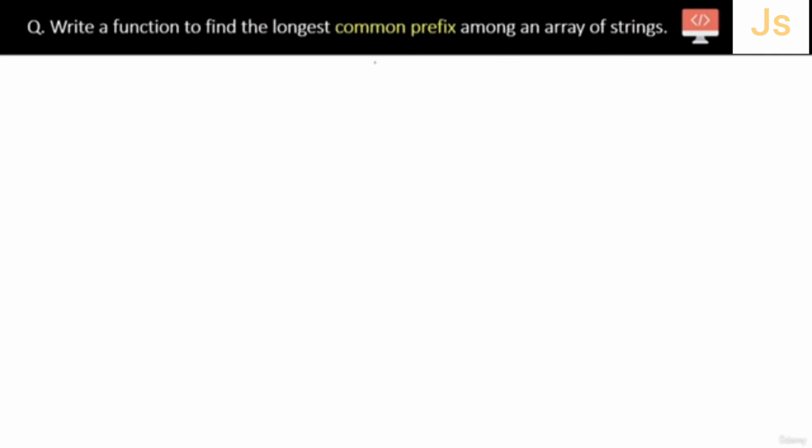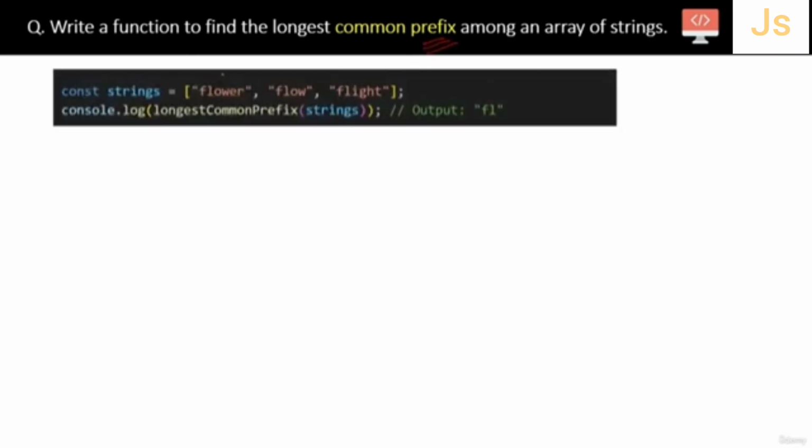Write a function to find the longest common prefix among an array of strings. So what does it mean first, longest common prefix? Suppose you have these 3 elements in an array, and now you want to find the common prefix. So what is it? These 3 elements have this common prefix FL. Right? FL. So that should be the output, FL.